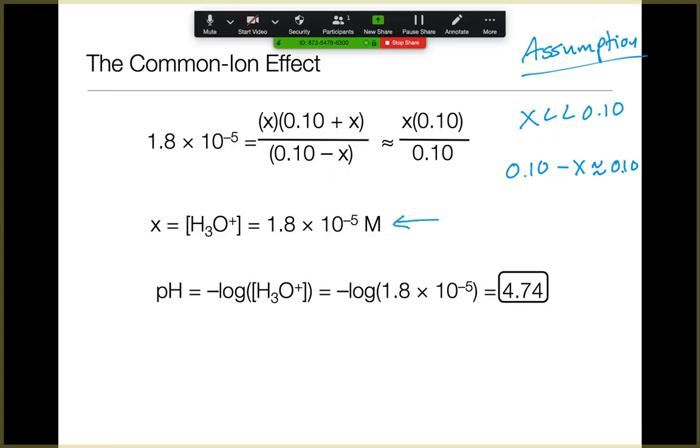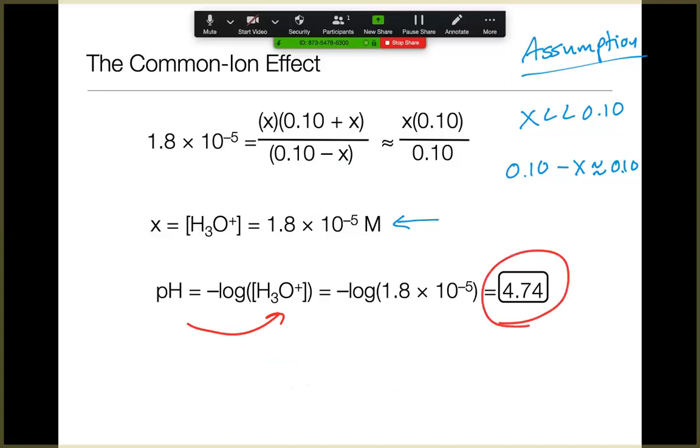I've already gone ahead and checked the assumption. You can do that yourself. I'm trying to keep it clean, but if you take the 0.10 and subtract 0.1234 from that, it is going to be approximately 0.10 to two significant figures. So our assumption does check out. Then at that point, I just need to plug it into my equation, and we end up with our final pH.